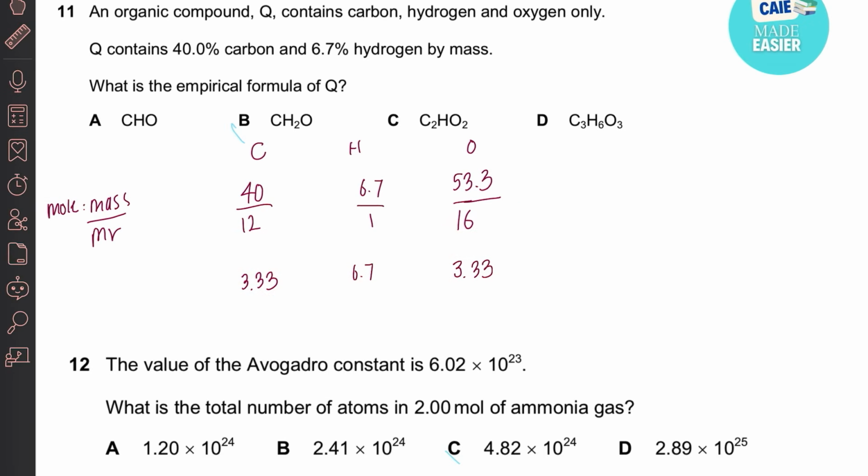So now the key here is that you're going to divide by the smallest number. Try to do that when you get a confusing number like this. Divide these by 3.33. You will get 1 here, and this one would be almost 2. So C is 1, H is 2 and O is 1. That would be B. Moving on.